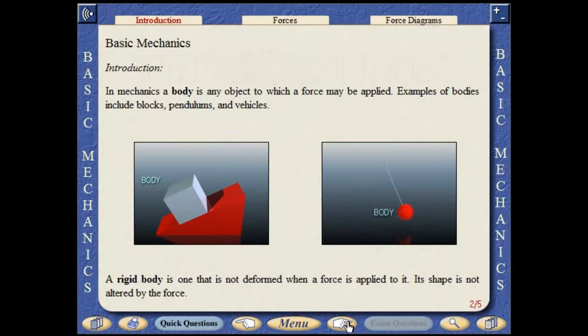In mechanics, a body is any object to which a force may be applied. Examples of bodies include blocks, pendulums, and vehicles. A rigid body is one that is not deformed when a force is applied to it. Its shape is not altered by the force.